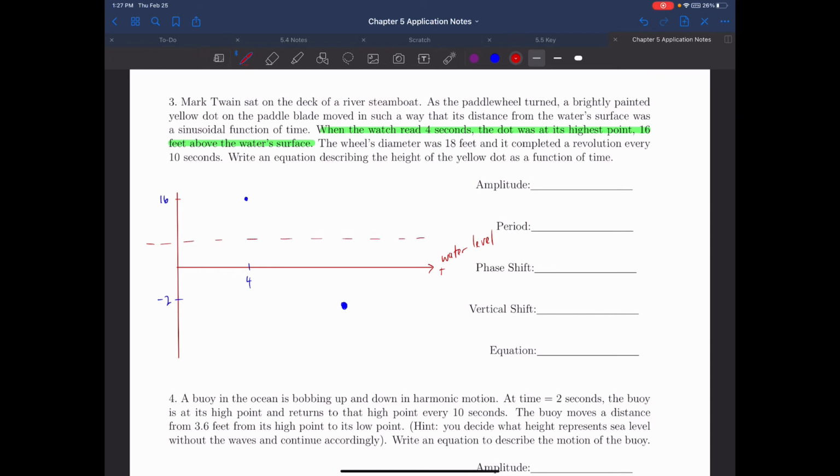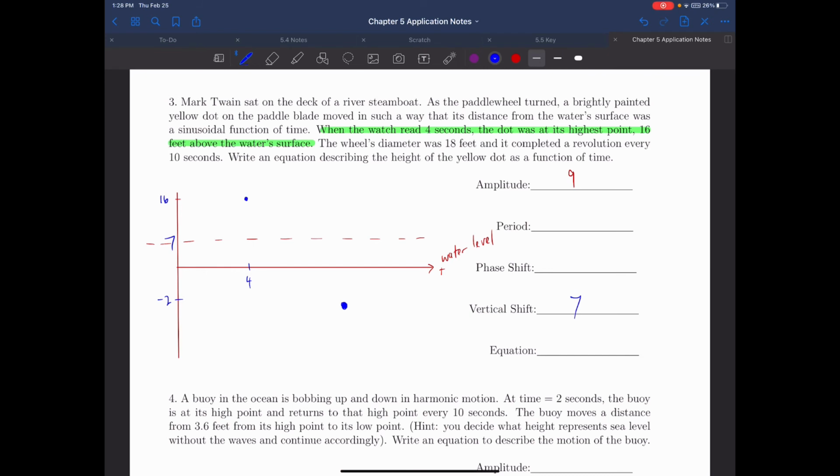So that happens halfway between -2 and 16. So that's a distance of 18. So half of that distance is your amplitude. So we have a distance of 9. So on our y-axis, there would be a 7, because -2 plus 9 is 7. And that represents your vertical shift. And that's about it so far.